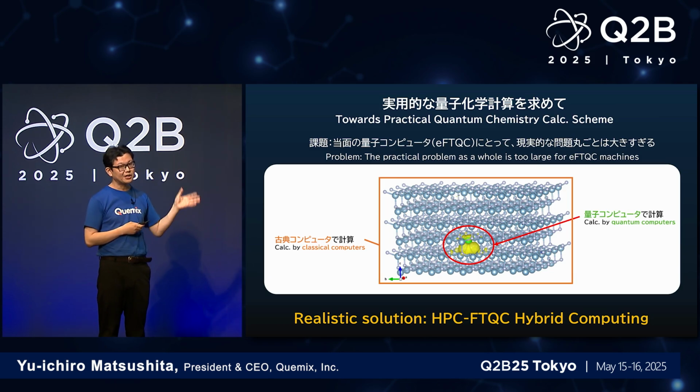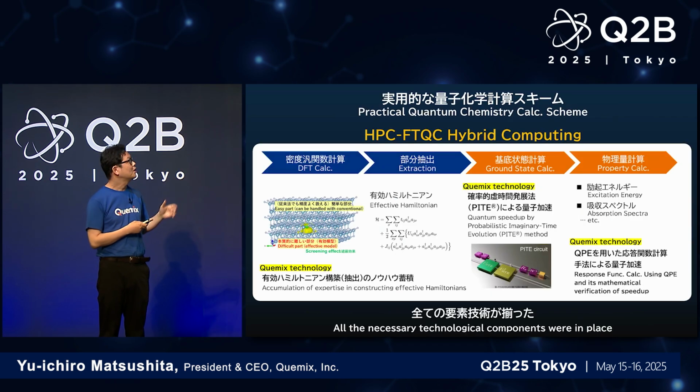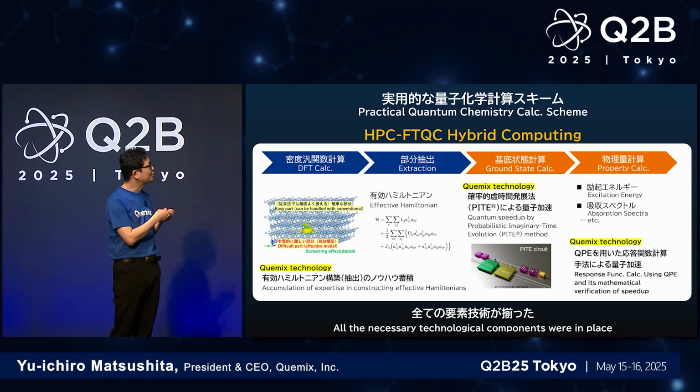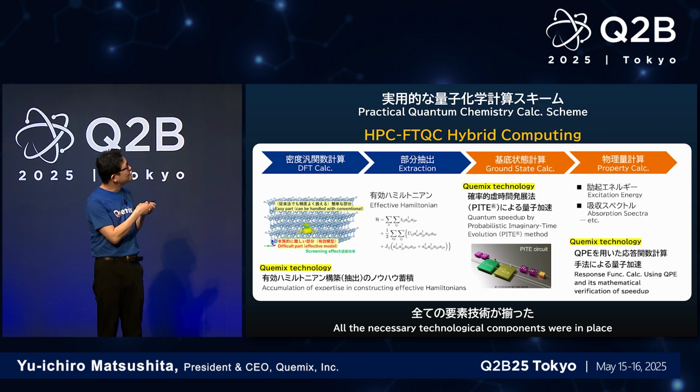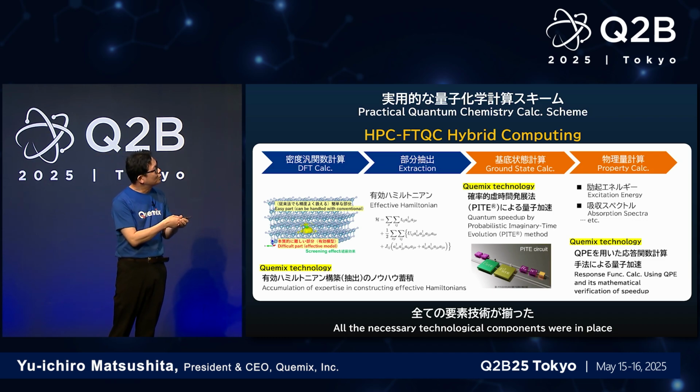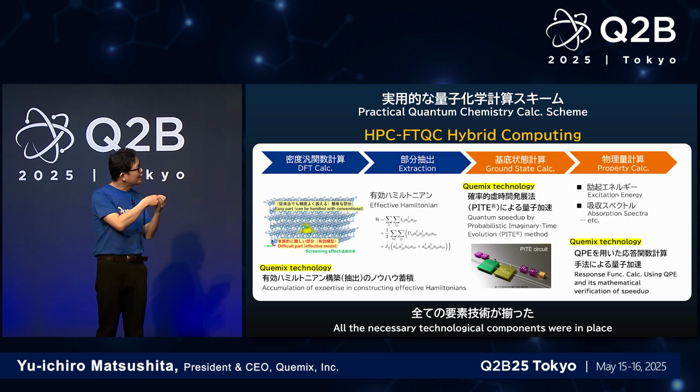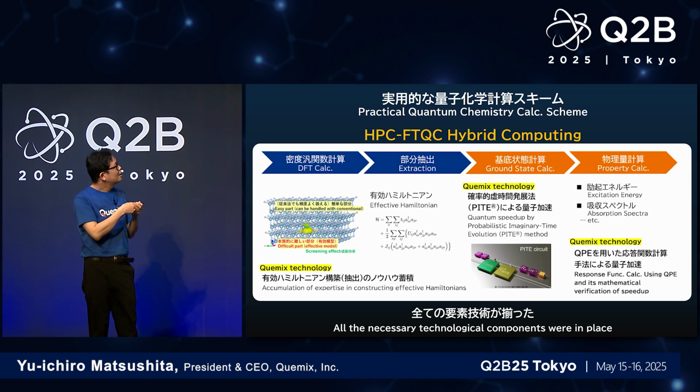Let me share with you a more specific flowchart. This is what we believe to be the scheme for practical quantum chemistry calculation. The blue arrows on the left side are HPC-based, classical processes. Now on the right side, you see orange arrows. These will be running on early FTQC.